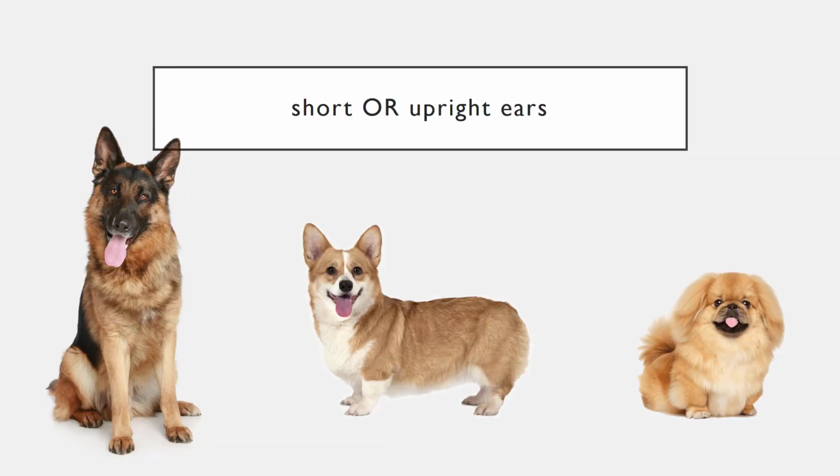We're back to our dogs. Here we want them to be short OR to have upright ears. The German Shepherd is included because she has upright ears. The Corgi is included because they have upright ears. They're also included because they're short. The Pekingese is included because he's short. You can see that this is very inclusive and has expanded our search. When we used the word AND in between these terms, we had only one result. Now we have 3 results, so it's tripled our results.